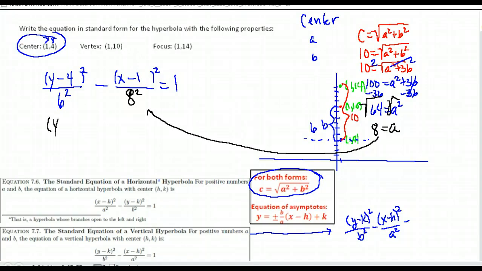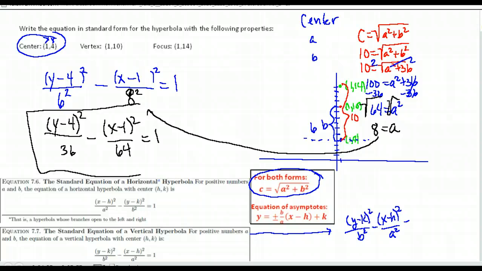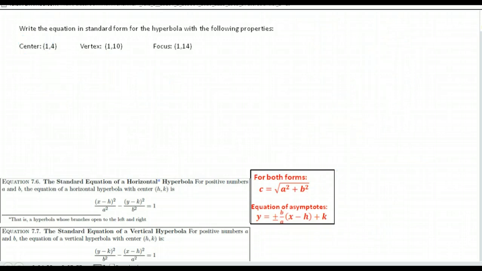So in final simplified terms, the standard form of this equation would be (y minus 4) squared over 36 minus (x minus 1) squared over 64 is equal to 1. That is the standard form of that equation. We'll do one more, one going the opposite direction. I use the same center so that you could see how you can tell the difference whether it's a vertical or horizontal.